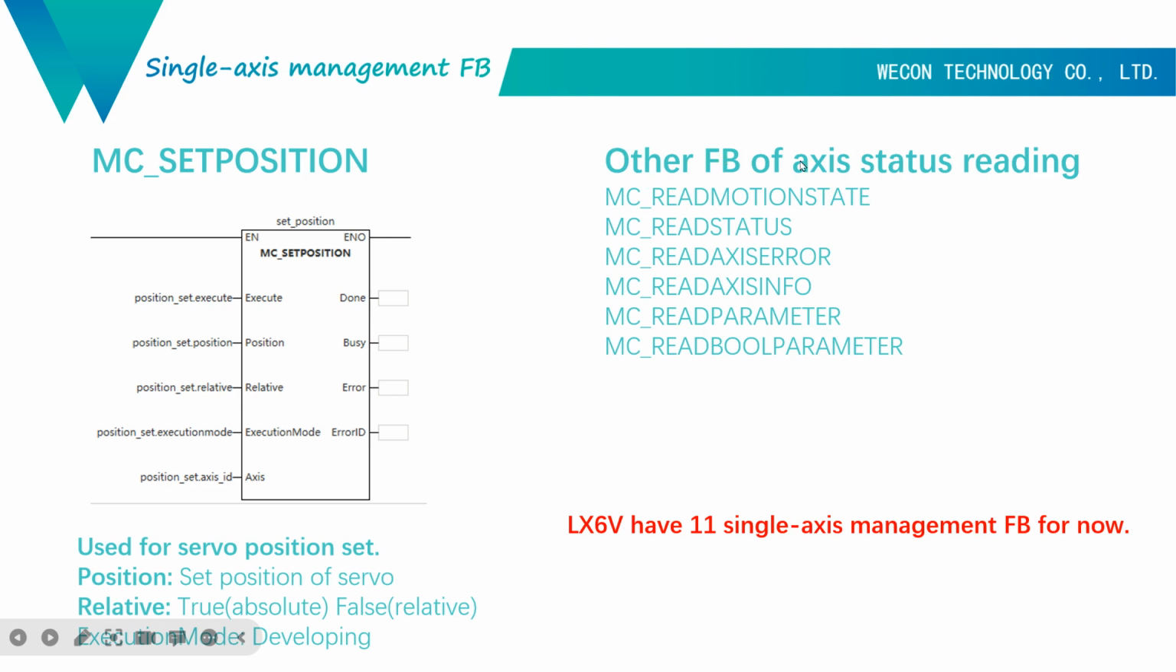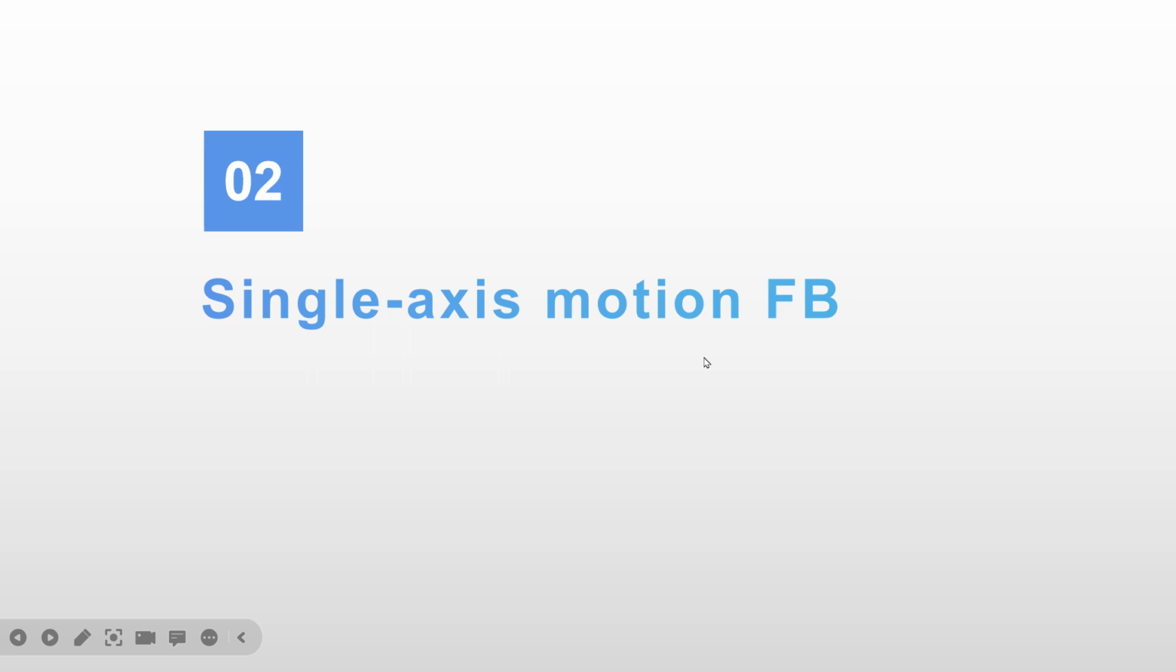Here are other function blocks of axis status readings. You could check these function blocks in detail in our menu. Okay. And in 6V we have totally 11 single-axis management function blocks for now. Next part is single-axis motion function block.